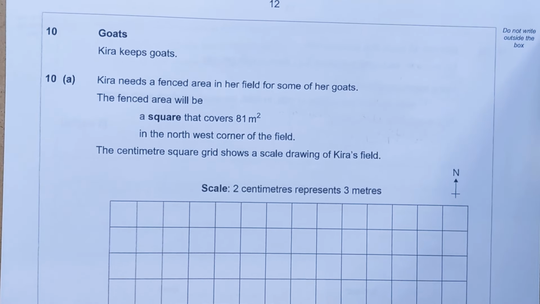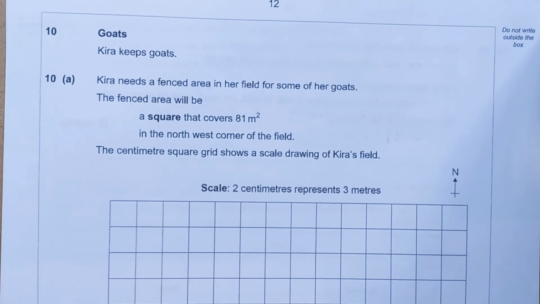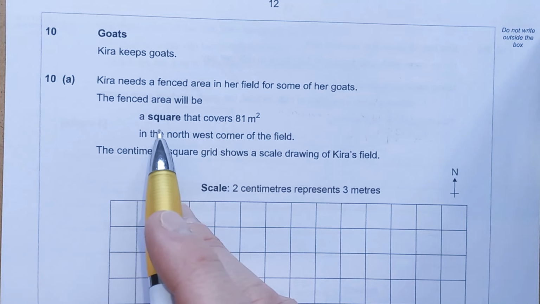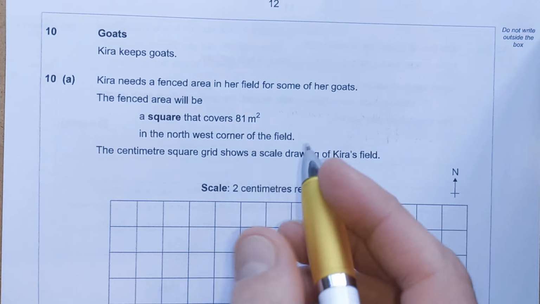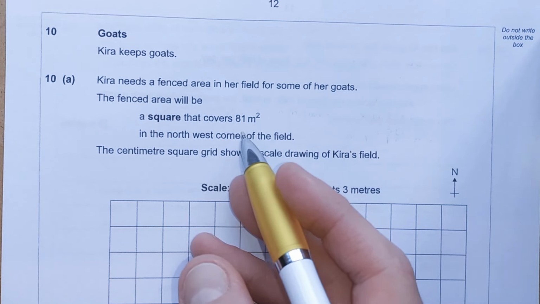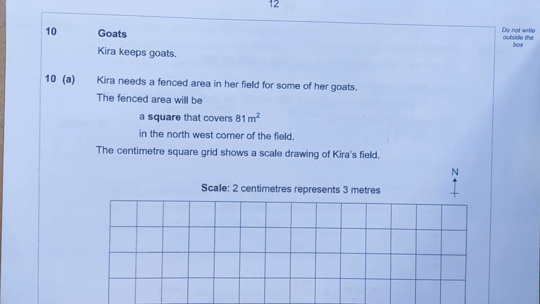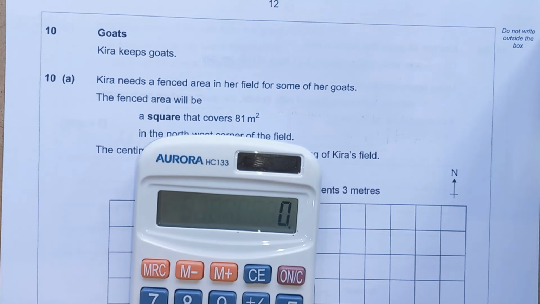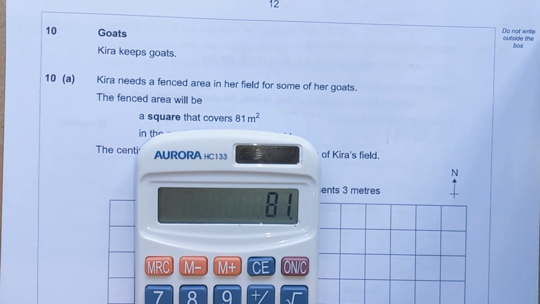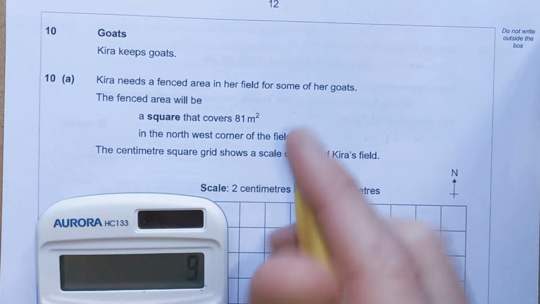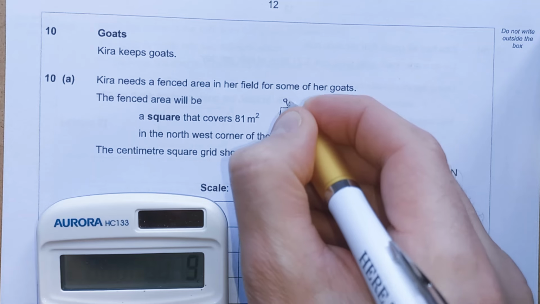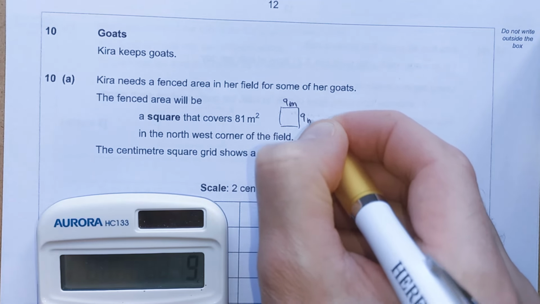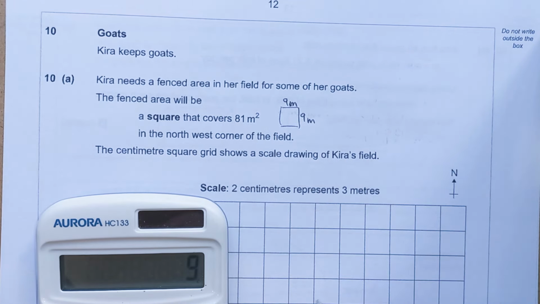Right, so we've got a few things going on here. First of all, we want to work out what is the size of the square. Well, we're told that it covers 81 metres squared. So we've got to think, well, what multiplied by itself gives us 81? But actually, we can use our calculator, because we can do 81 square root, which gives us 9. Okay, so this square is 9 metres by 9 metres. Right, that's good.